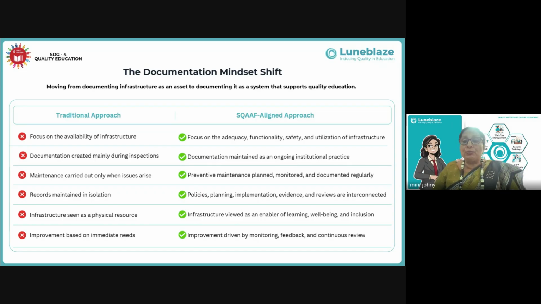Next one is reviews. Regular evaluation of evidence against policy objectives. Identify the gaps, recurring issues, and opportunities for improvement. This leads to policy refinement and updated planning. And again, we are restarting the planning, or restarting the cycle. So let us see. Policies and planning and implementation, evidence and reviews are interconnected. Never treat them as isolated, compartmentalized.